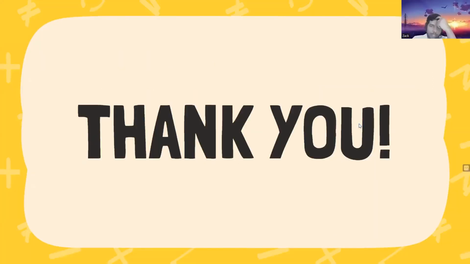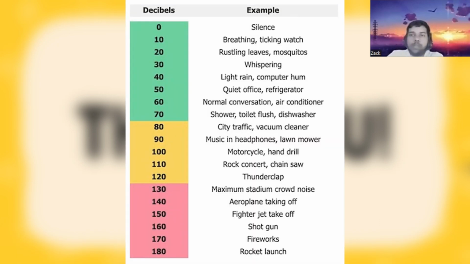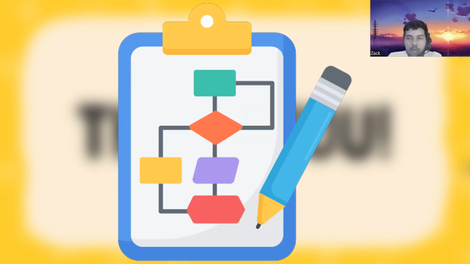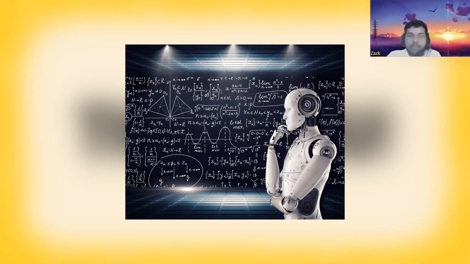I would like to add one more thing. I forgot to mention the Turing machine model's application in real life. In real life, the Turing machine model is used in counting decimal numbers. Basically it's used in an ATM machine, and also in algorithmic information theory and complexity studies, software testing, high performance computing, and machine learning. And that's it.